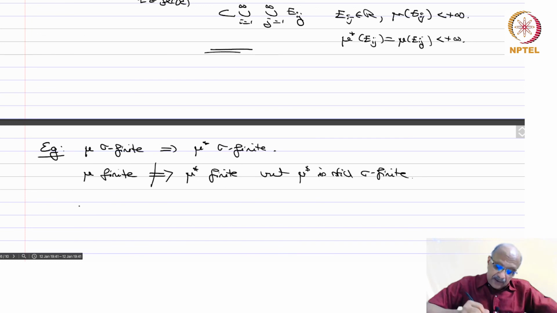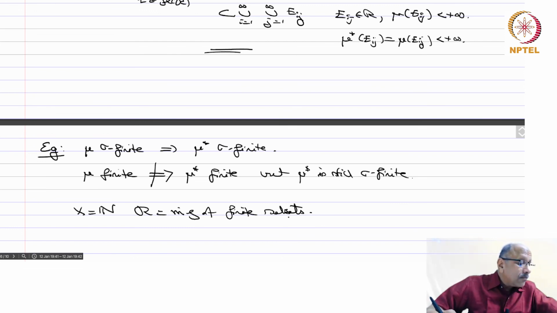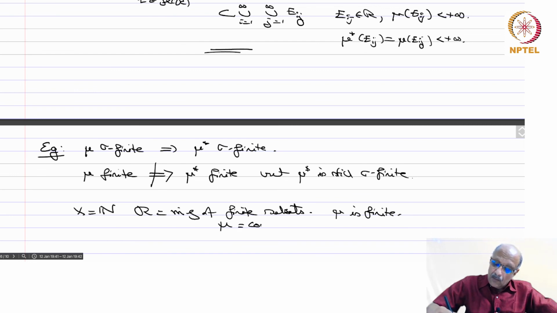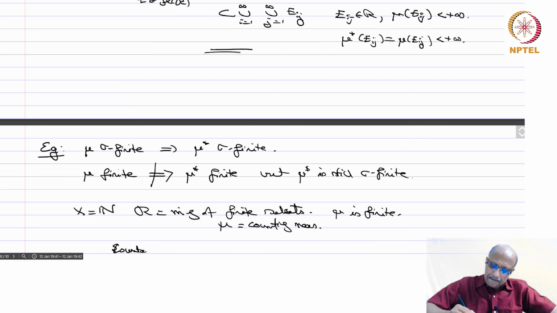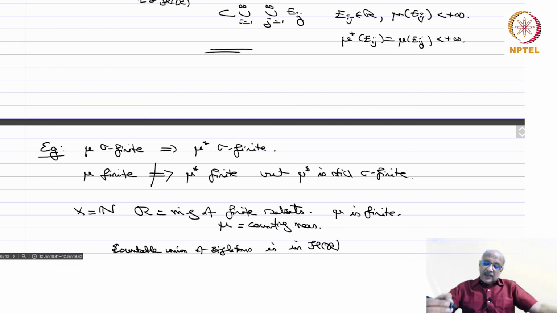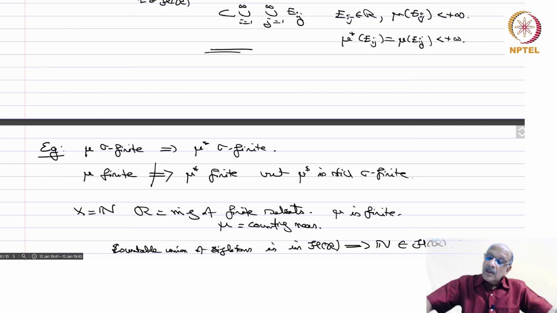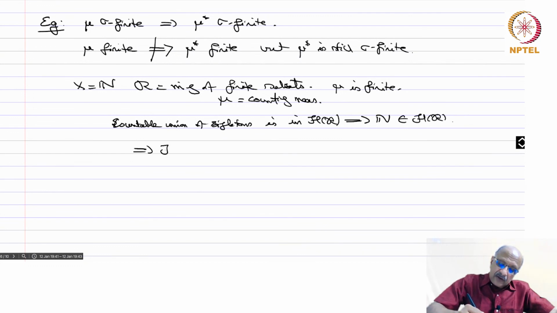So let us take X to be the natural numbers N, and R equals the ring of finite subsets. Then of course mu is finite. Mu is the counting measure. A countable union of singletons is in H(R), because H(R) is a sigma ring which contains R. Singletons are all in R, therefore any countable set will be a union of singletons. So this implies that N itself belongs to H(R). And it's a hereditary sigma ring, so this implies that H(R) is nothing but the power set of N. Every subset will automatically be there.